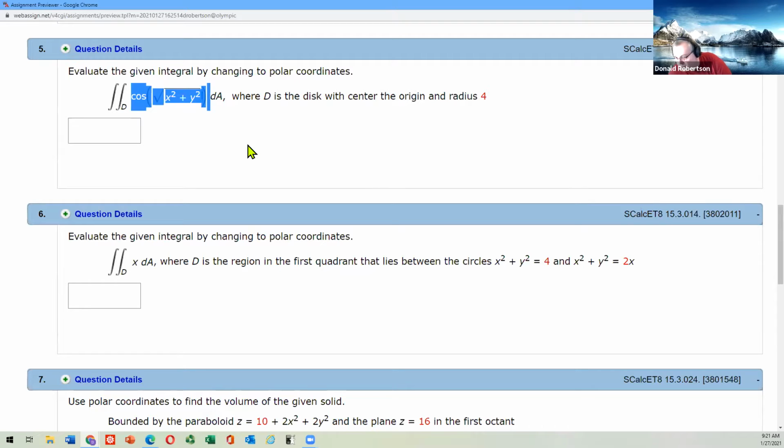If it had been like one of the earlier questions, r cos of r squared, it's a u-sub. Do you see what a small difference can do to the method that you're going to use to integrate? Right, one could be a u-sub. In this case, you would end up with an integration by parts.